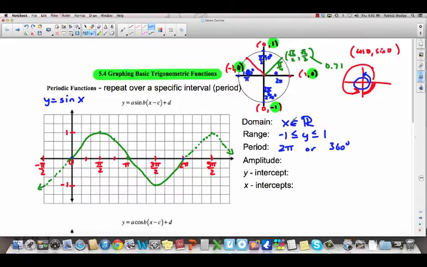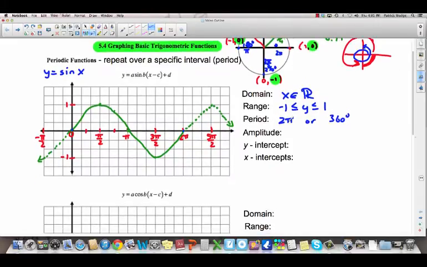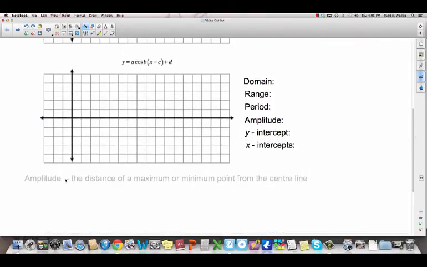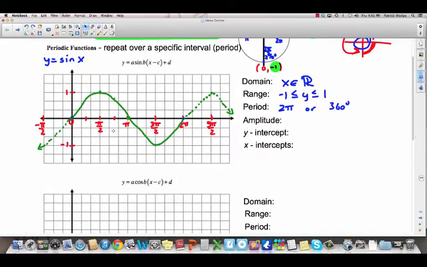The amplitude. The what? The amplitude. You might have heard of this word before. Basically, the amplitude is the distance of a maximum or minimum point from the center line. So the distance from the maximum or minimum point to the center line. Well, in this case the center line is right at the x-axis, isn't it? It won't always be. In this case it is. So if you take the distance from the maximum point to the center line, how far is that? It's 1. The amplitude is 1.